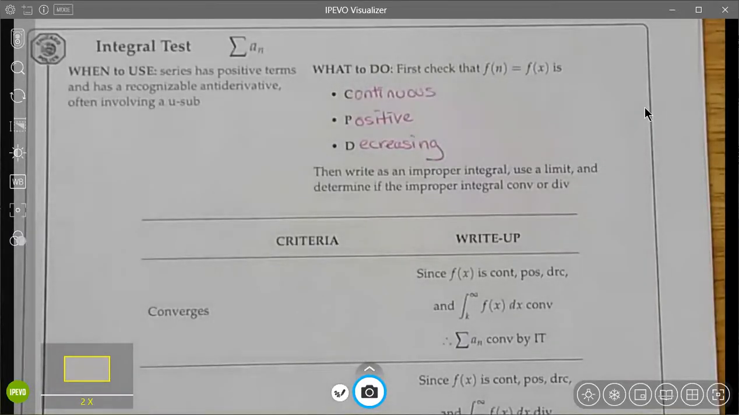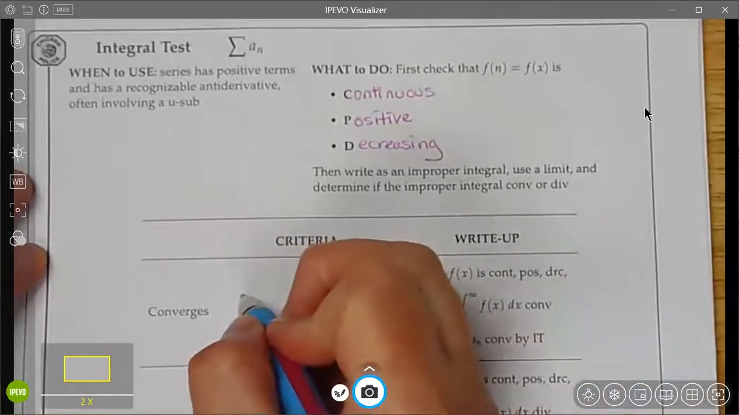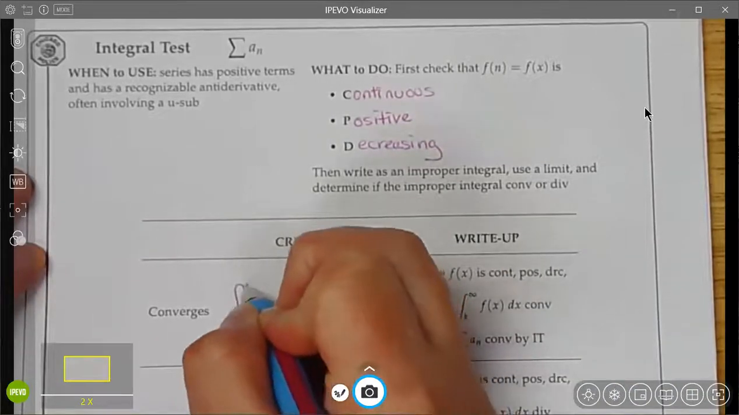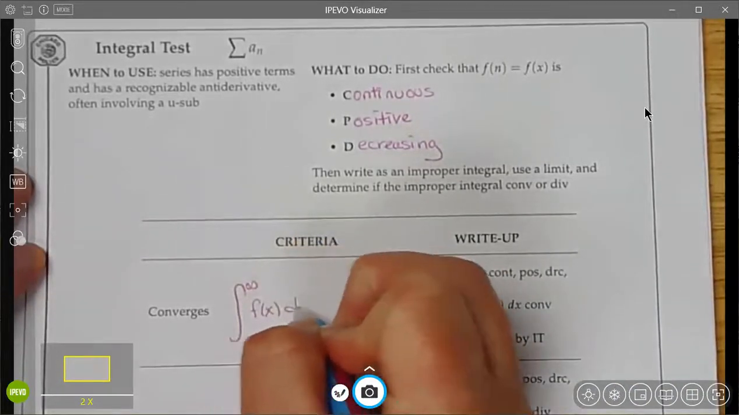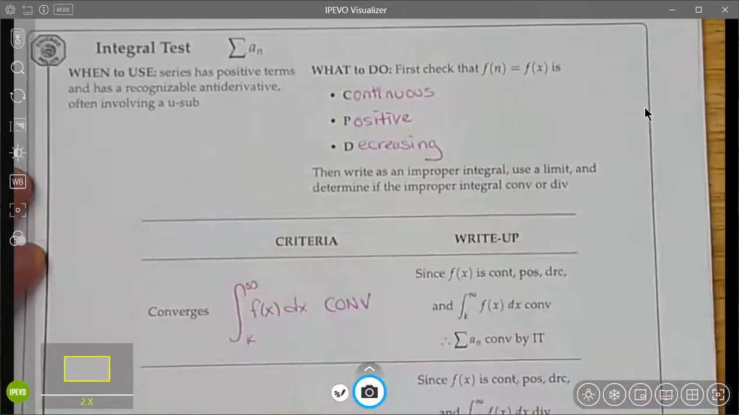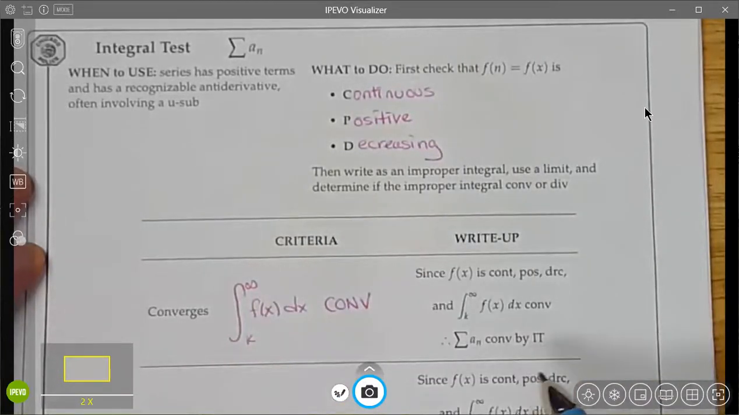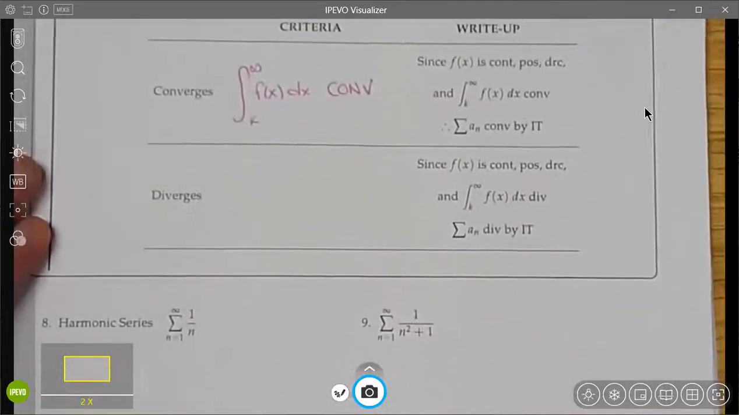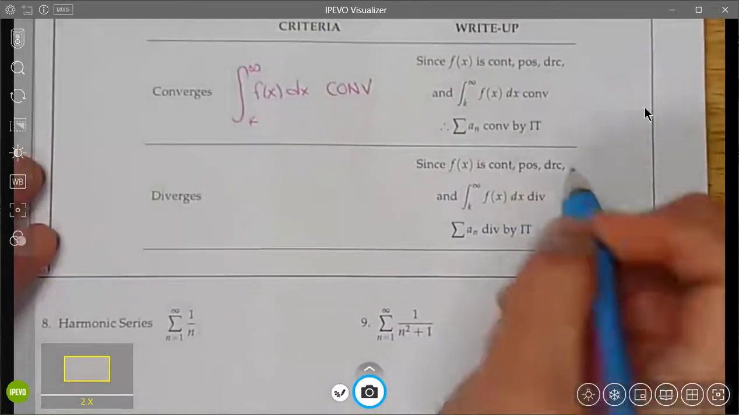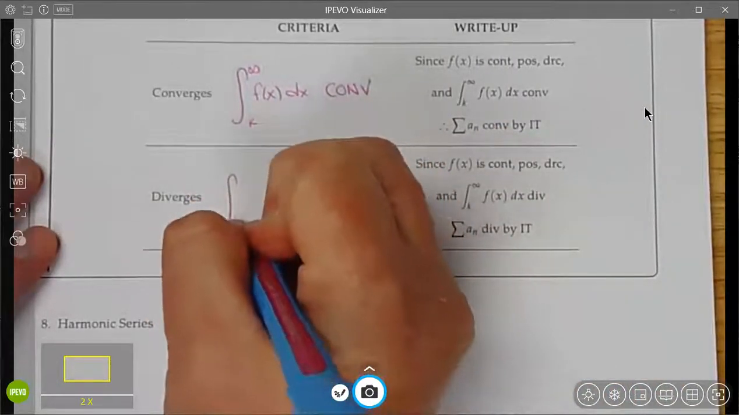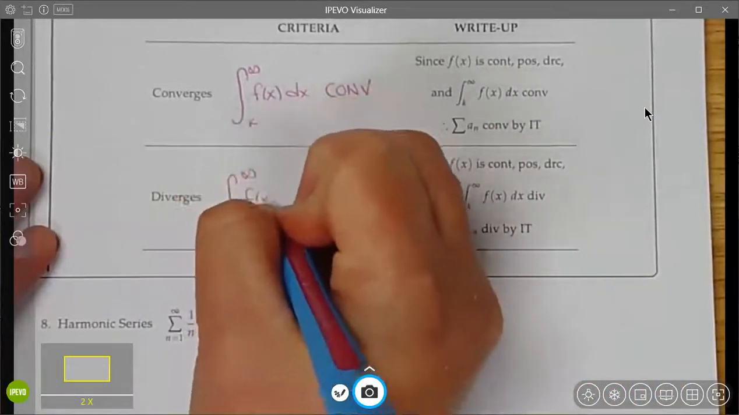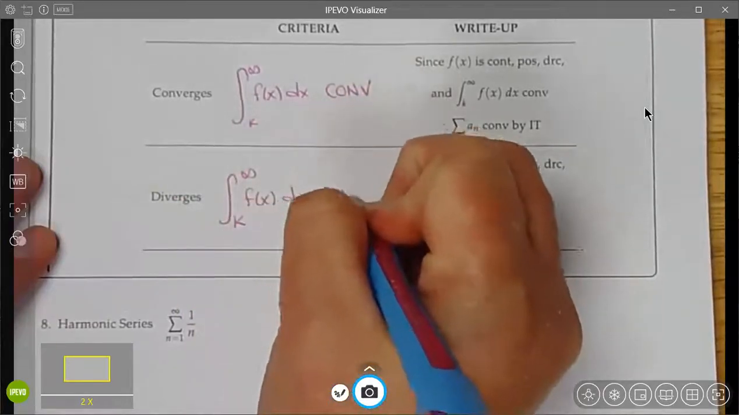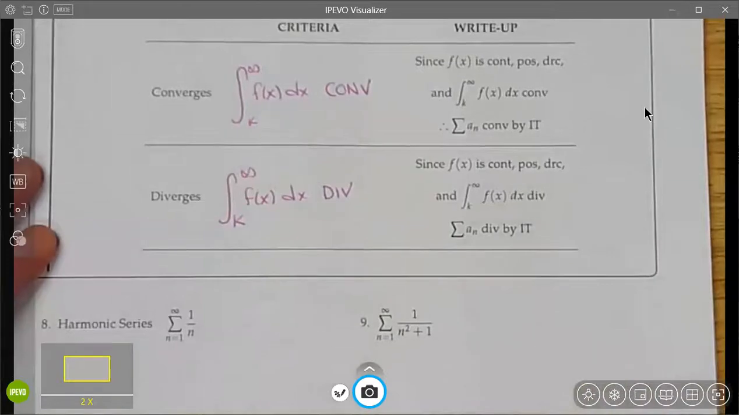Right, once you've checked to make sure that you've met that criteria, then you're going to take the series and rewrite it as an improper integral and evaluate it. So if your f of x is continuous, positive, decreasing, and this integral from k to infinity of f of x dx converges, then your series is also going to converge by the integral test. And similarly, as long as f of x is continuous, positive, decreasing, if this integral from k to infinity of f of x dx diverges, then your series is also going to diverge.